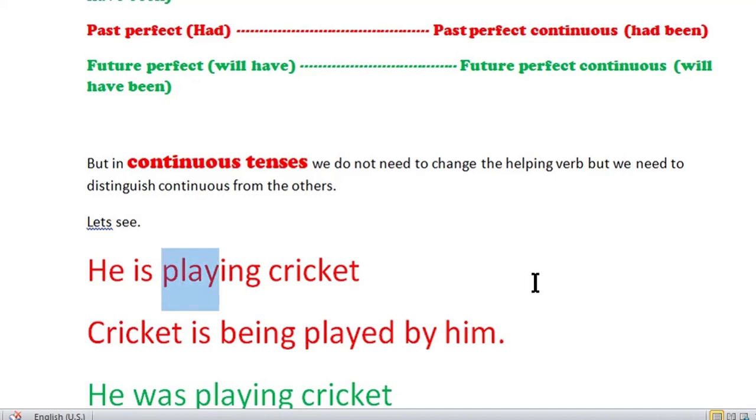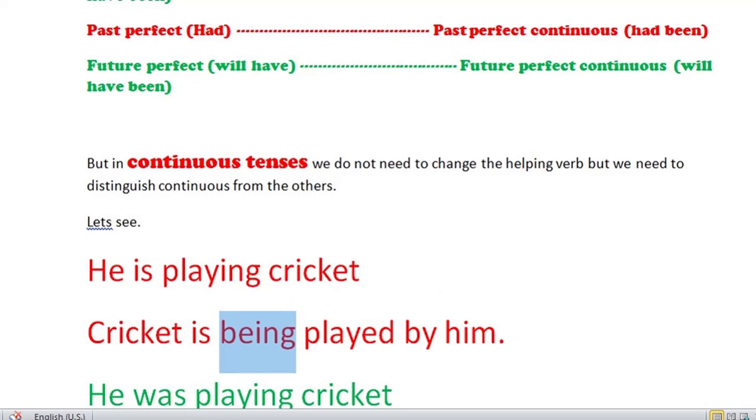Passive voice always takes the third form. The third form, played, is the third form of play, and we are left with ing. So what to do with this ing? This ing will be changed into being. This being tells us it's a present continuous tense. If there's no being, then it is a present indefinite passive voice.